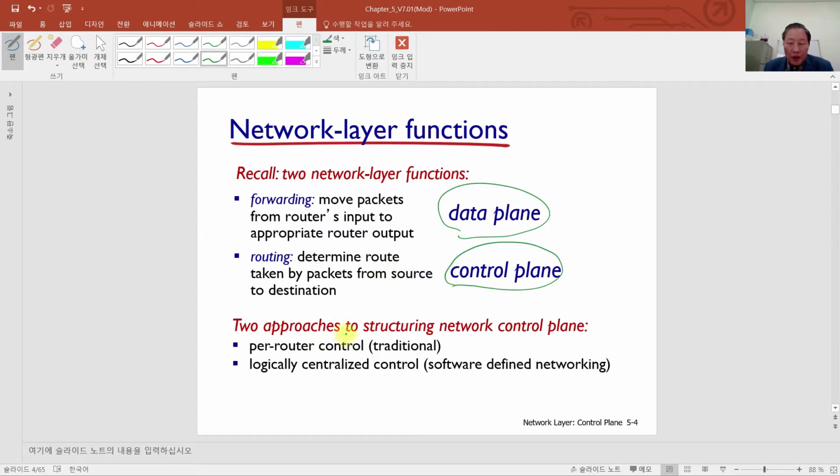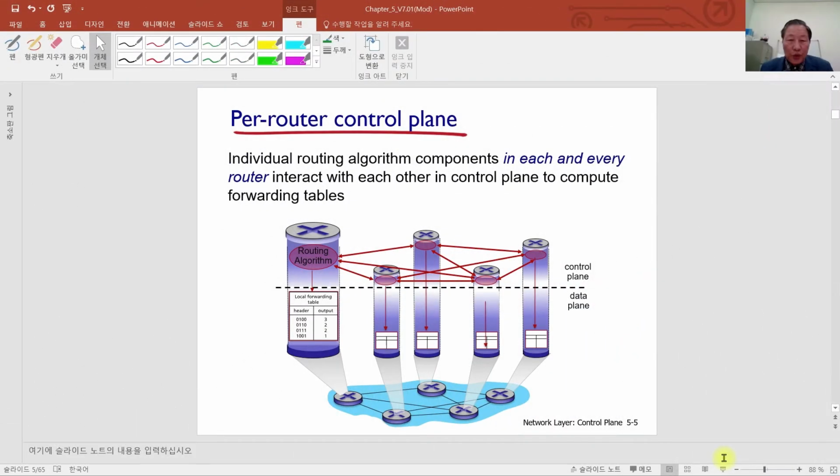There are 2 approaches to structuring the network control plane. The traditional approach is per-router control; for the traditional router, we use this scheme. But the newly introduced software-defined networking scheme, as we learned briefly, is a logically centralized control scheme. Among the 2 approaches, the first one was the per-router control plane. This one is being introduced here: individual routing algorithm components in each and every router.